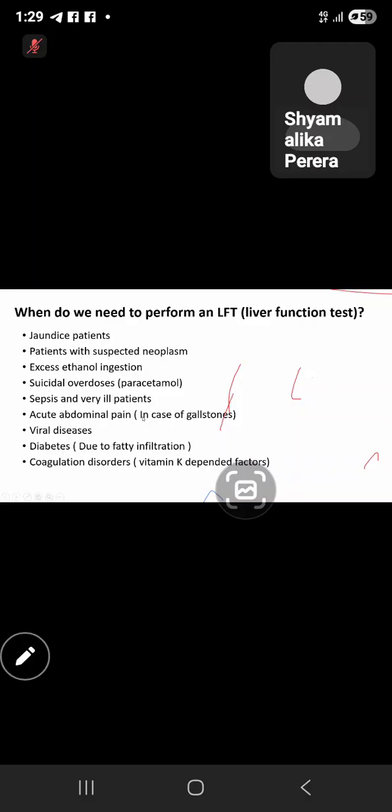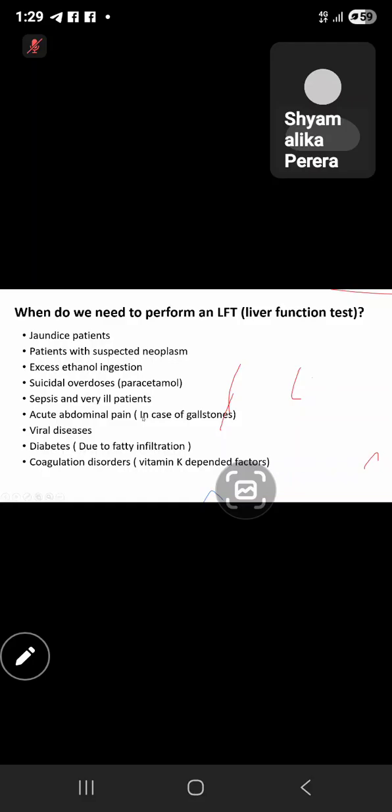Sometimes patients have excess ethanol intake, because ethanol is harmful for your hepatocytes. Then suicidal overdoses like paracetamol or any other drugs. As I told you in the first slide, there's an action called detoxification. Most toxic products, drugs, and everything are liver pass substances. That means after digestion, the first organ to accept these things and detoxify is the liver. So in suicidal cases, we need to do the LFTs.